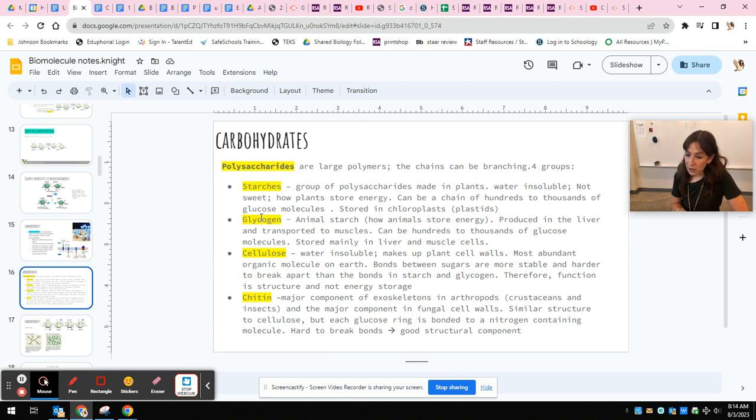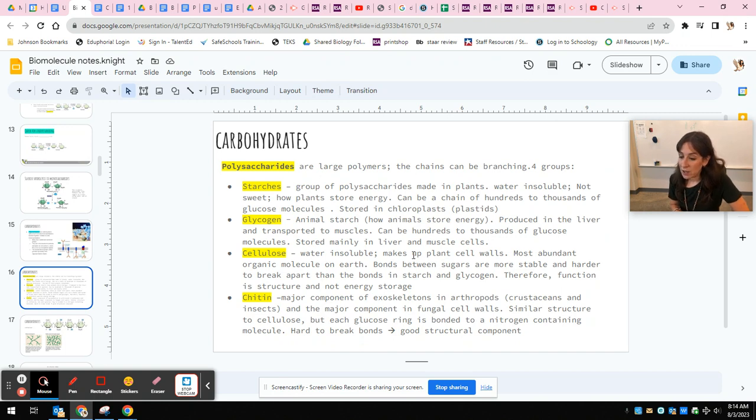Glycogen is how animals store their glucose. So when our blood sugar level is too high, in our liver we take in the glucose from the blood and bond them together to form glycogen. Glycogen and starch are very similar structurally, but the one difference is glycogen is more highly branched, and therefore you're able to fit more glucose molecules per unit space in glycogen.